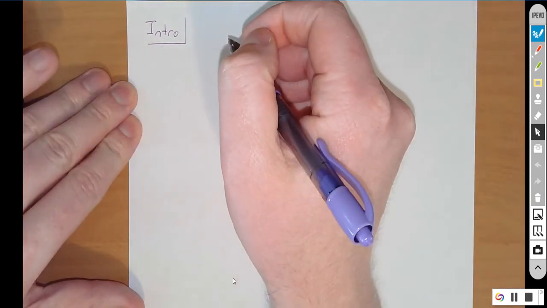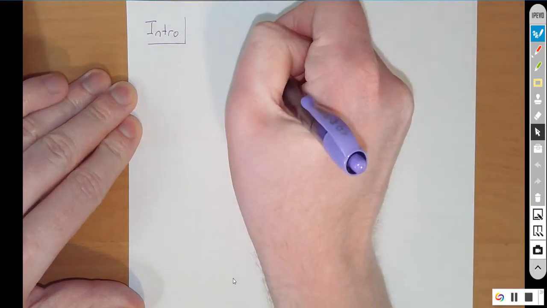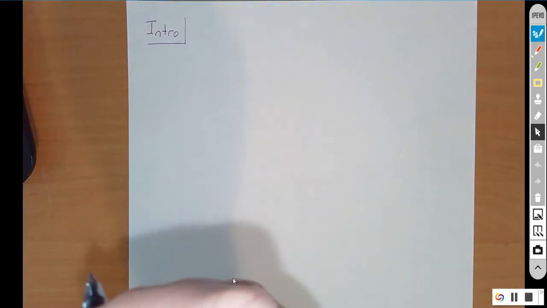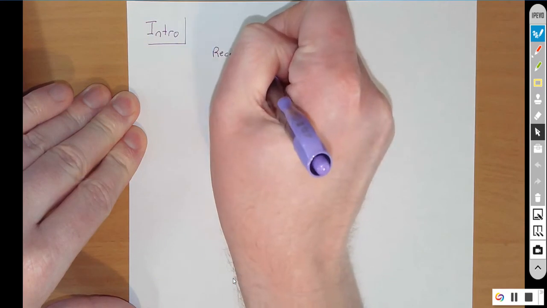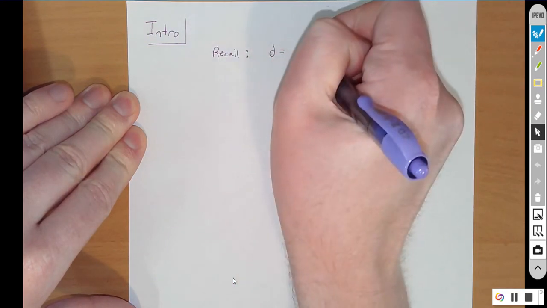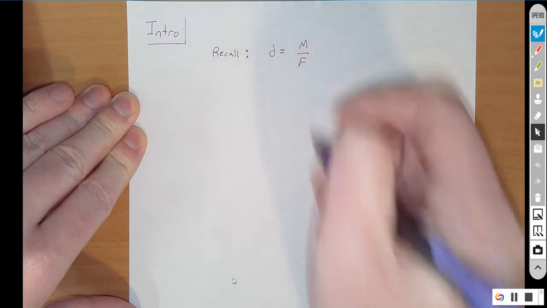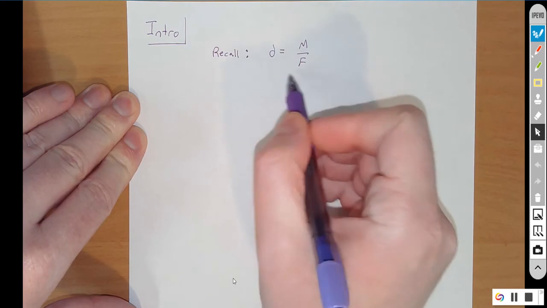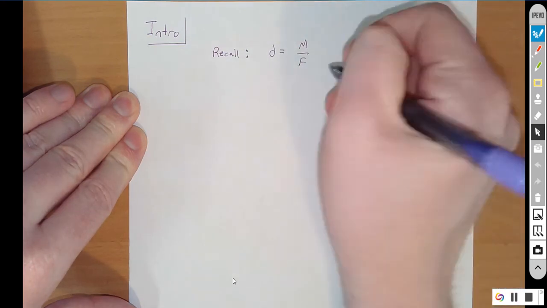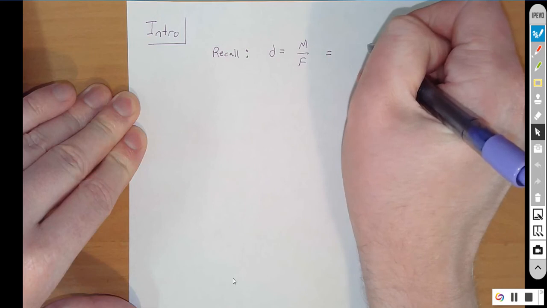Alright, so we'll start off by reviewing an equation we've already looked at. If you remember back with our rigid bodies, we had an equation to find distance. We noted that distance was equal to moments divided by force. This was when we were doing resultant forces and resultant moments, and we could replace a system with a force and a distance.